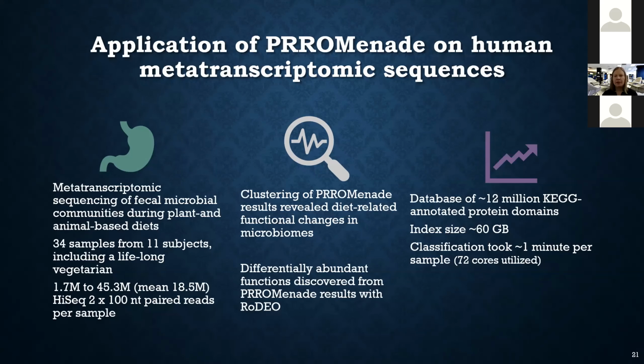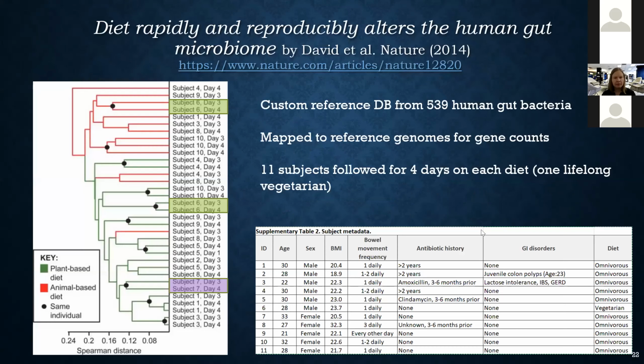And just to give some computational aspects, the index size of the functional genomics platform was about 60 gigabytes, and classification on our 72 cores took about 1 minute per sample. This is the data from the original paper showing the clustering based on their taxonomic annotation. They had a custom reference of 500 gut bacteria mapped to the reference genomes that they used. They got the counts for each gene and then used this as the profiles.